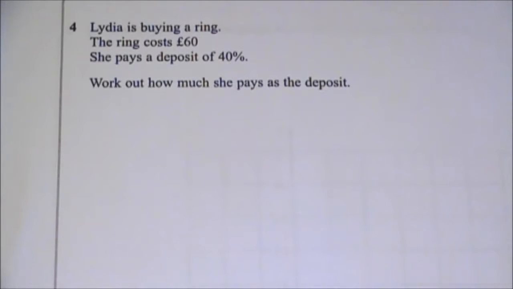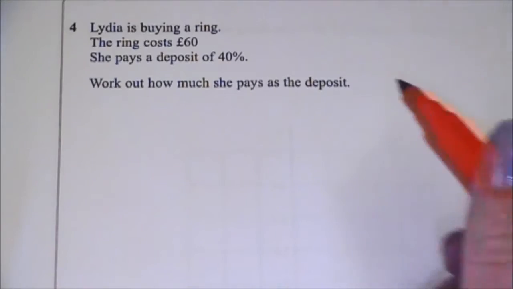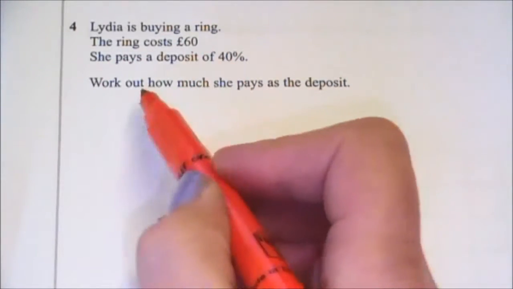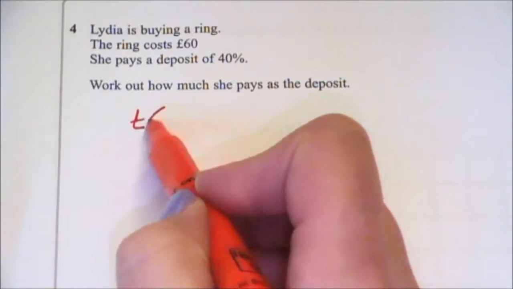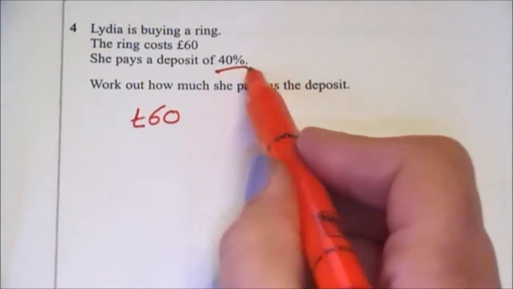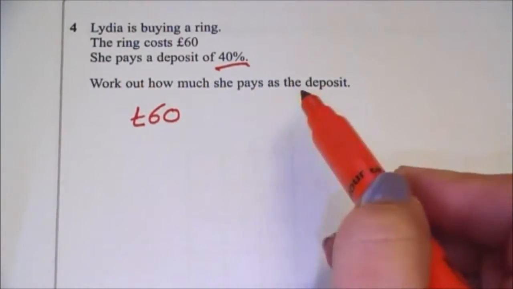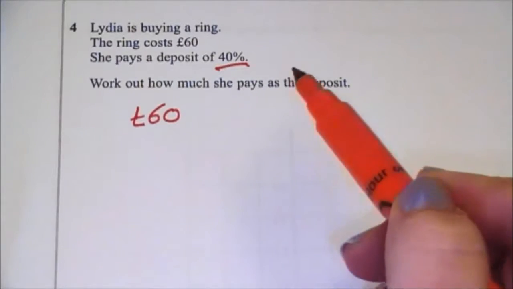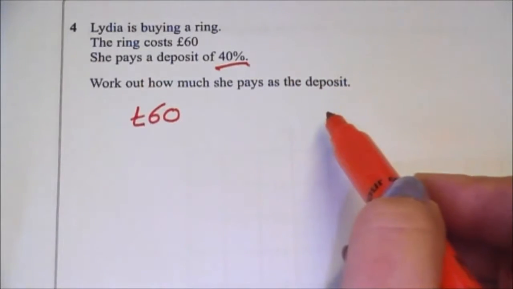Question 4 is a percentage question. You'd be lucky to get this one in exams, very straightforward. Lydia's buying a ring. The ring costs £60. She pays a deposit of 40%. Work out how much she pays as the deposit.